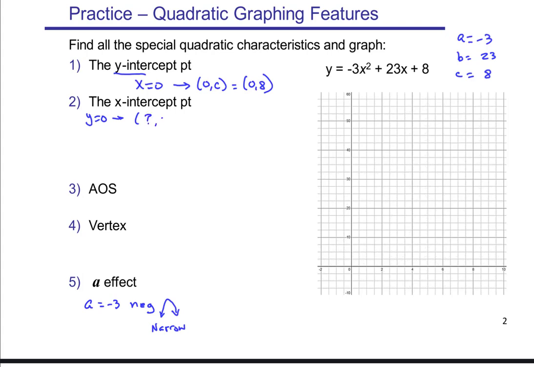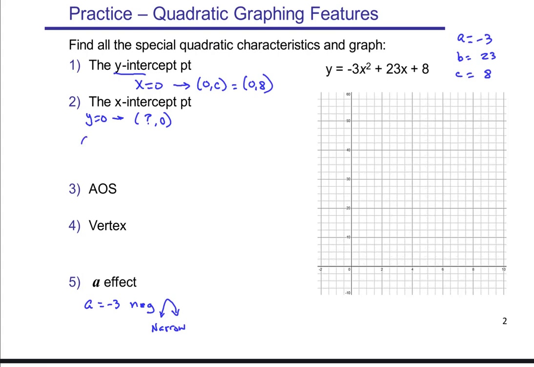mark, comma, 0. Now sometimes it crosses the x-axis twice. Sometimes it crosses it once, and sometimes it crosses it not at all. But remember that the 0 is my y number, and I'm going to plug it in for y. And when I plug it in, I get an equation that I can solve. Okay, so I'm going to take that off and do that.